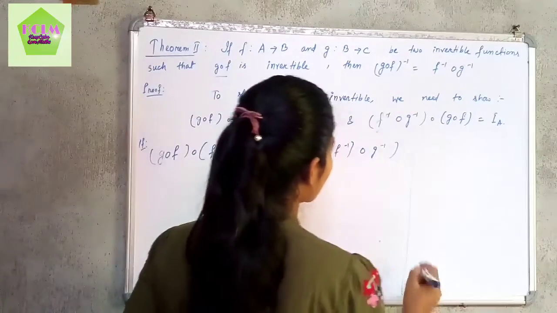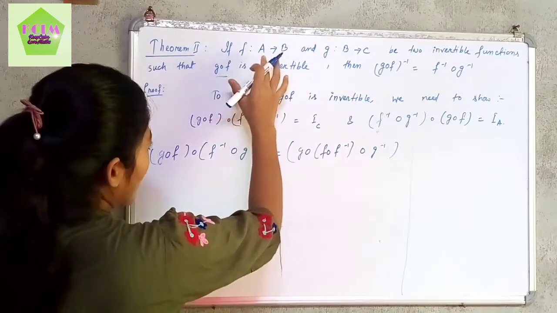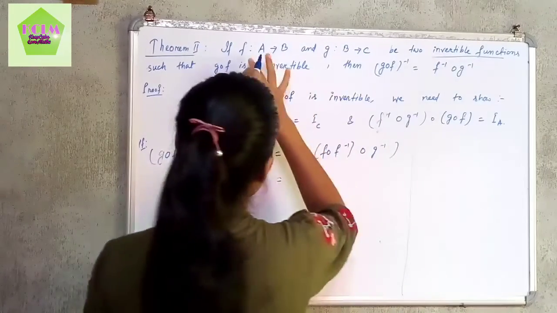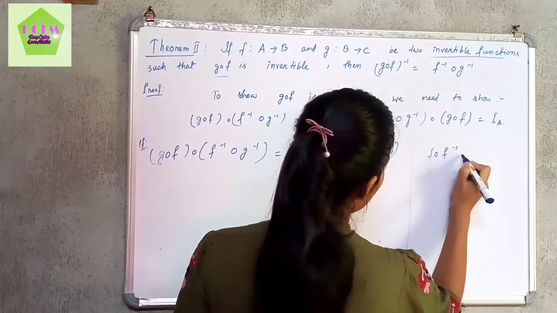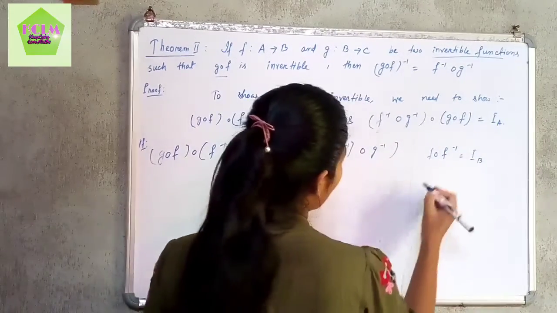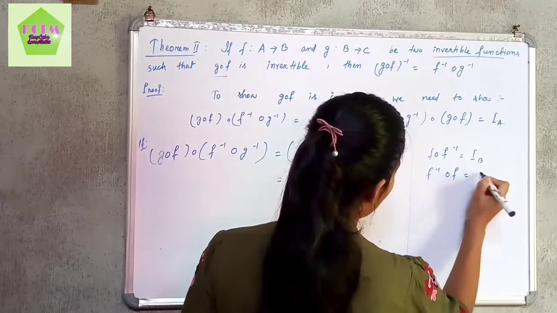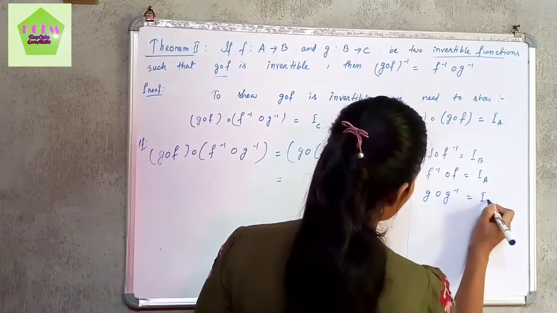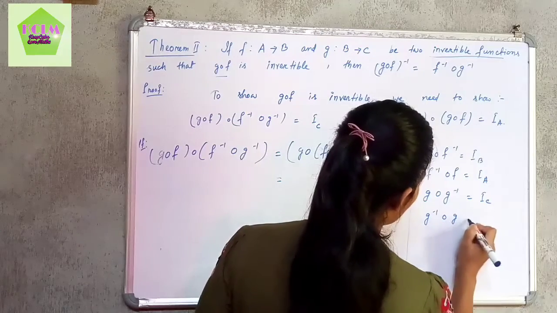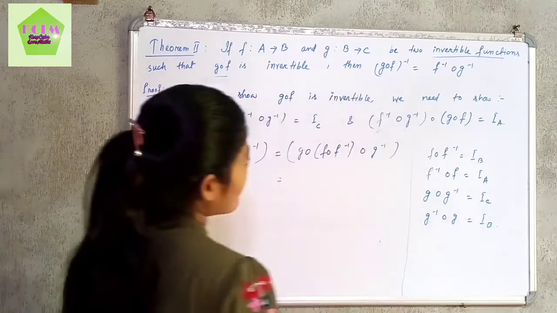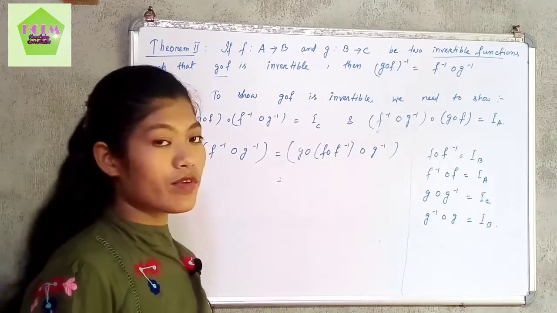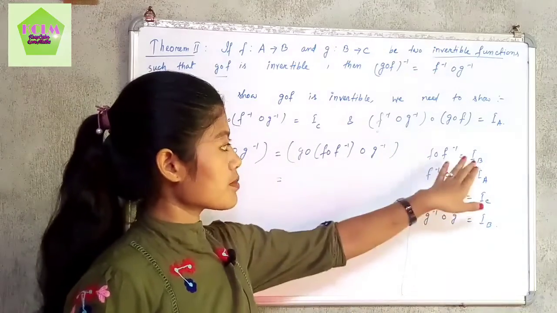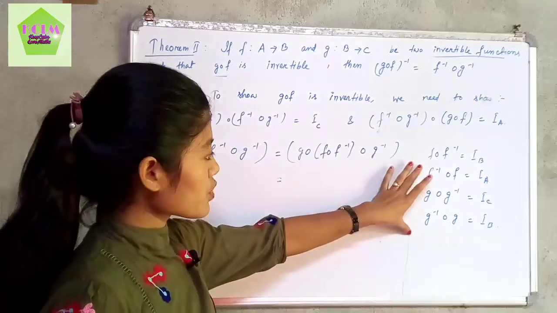Now, since we are given in the theorem that f and g are two invertible functions, we get four things here: f∘f inverse equals I_B, f inverse ∘ f equals I_A, g∘g inverse equals I_C, and g inverse ∘ g equals I_B. Because by definition of invertible functions, we have already discussed that the composite of the function and its inverse is nothing but the identity map.